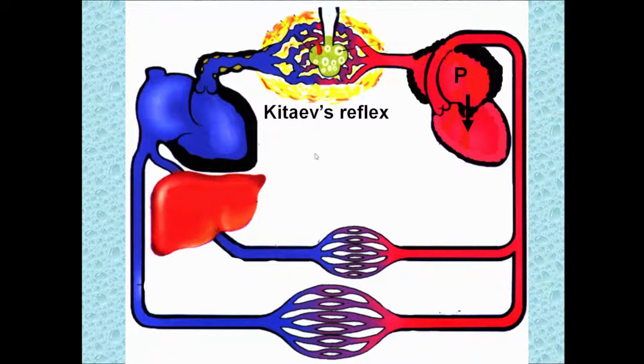The negative side of the Kitaev reflex: due to spasm of lesser circulation vessels and increased pressure in the lesser circulation, a problem appears in the right ventricle, which also must contract more intensively to push blood through the vessels with high blood pressure. The right ventricle undergoes compensatory hypertrophy. But you must remember, hypertrophied muscles need adequate blood supply.